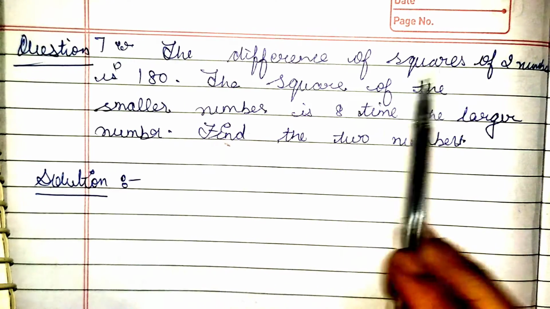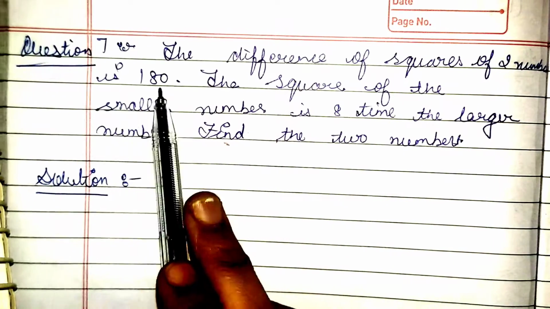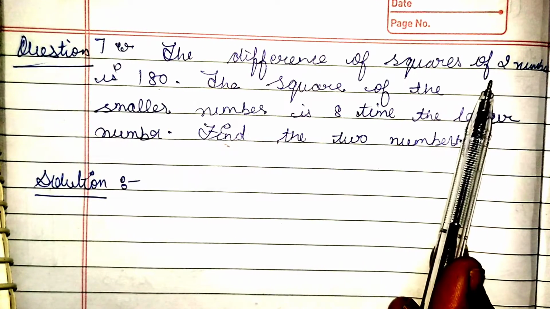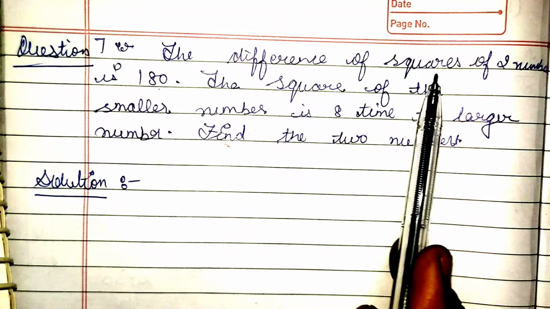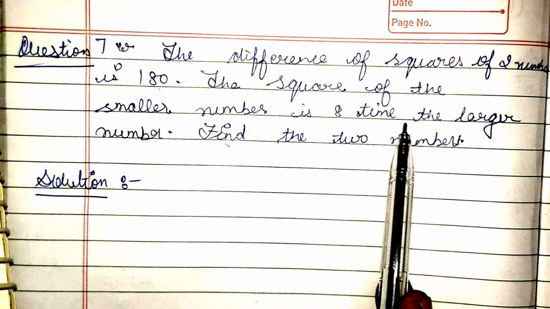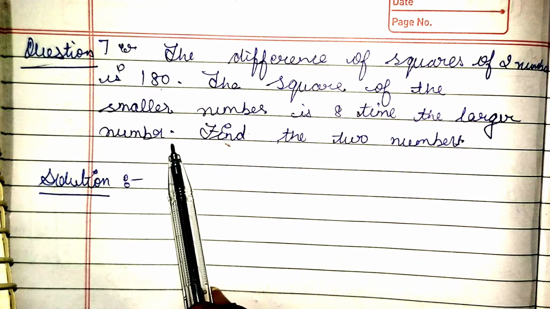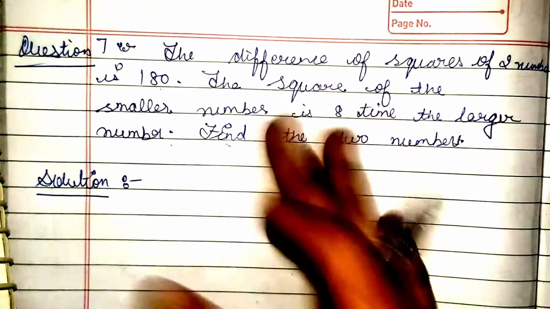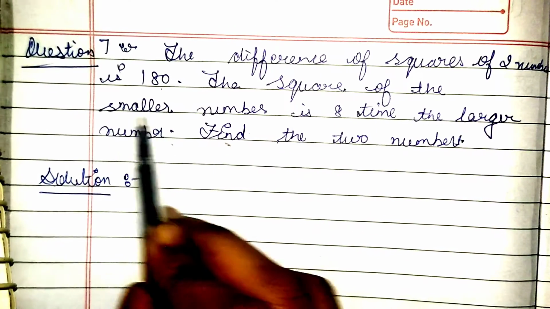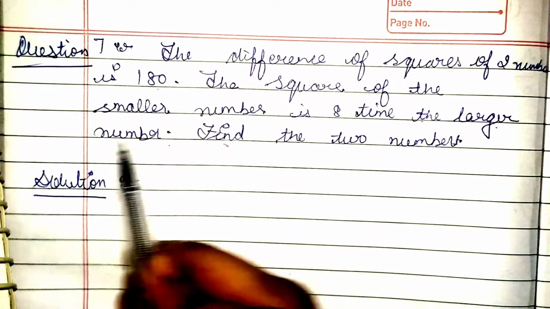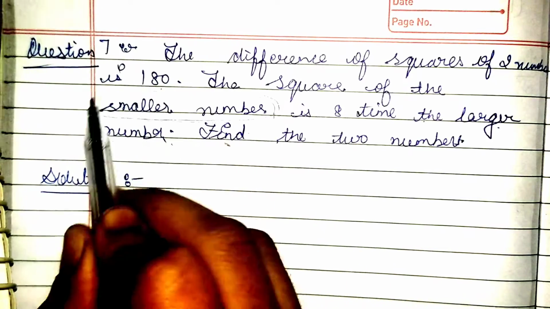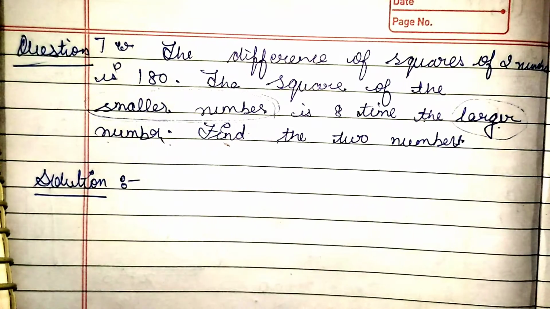Question number 7 says the difference of squares of two numbers is 180. So there are any two numbers and the difference of their squares is 180. The square of the smaller number is 8 times the larger number. Find the two numbers. So you have to find out the two numbers. In terms of the smaller number, the larger number is given to you.